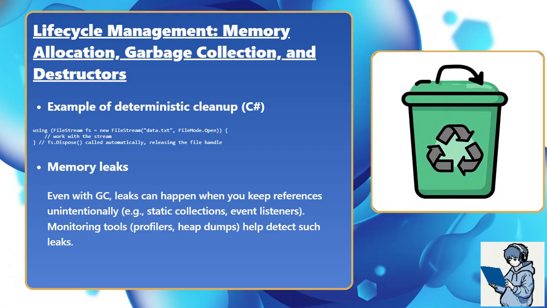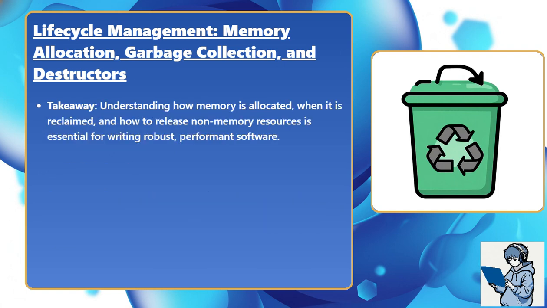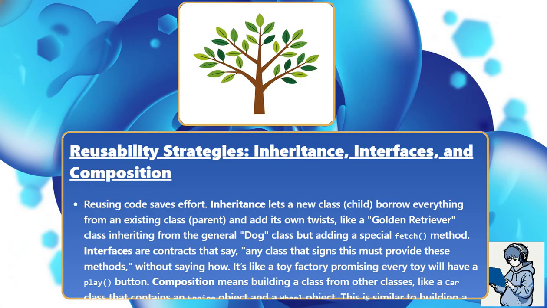Memory leaks. Even with garbage collection, leaks can happen when you keep references unintentionally, for example static collections or event listeners. Monitoring tools such as profilers and heap dumps help detect such leaks. Takeaway: understanding how memory is allocated, when it is reclaimed, and how to release non-memory resources is essential for writing robust, performant software.